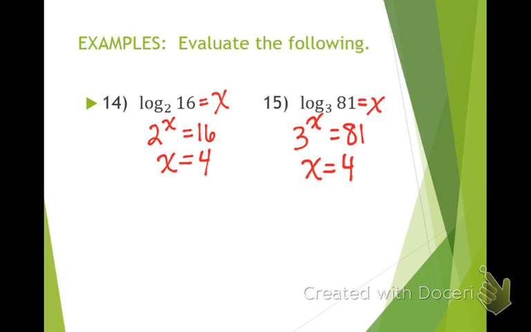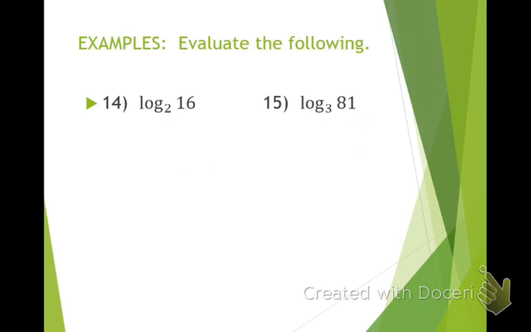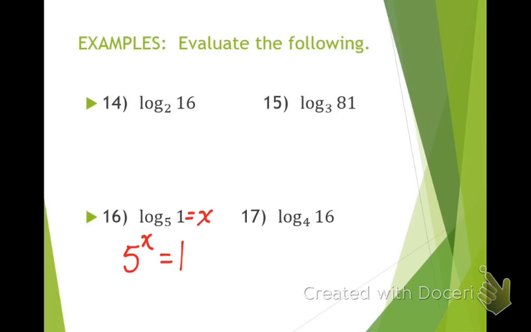We getting a feel for how to switch these back and forth? This is just going backwards from before. We're just switching it around the other way. Okay, on 16, what's my base? 5. My exponent is x, and it equals... What does x have to be? 0. It has to be raised to the 0 power if it's going to equal 1. Yep, we were trying to evaluate it, so we set it equal to x because we didn't know what it was. So we figured it out. It's 0.